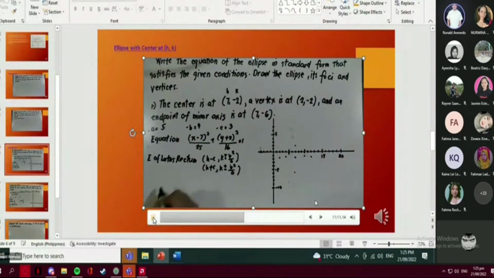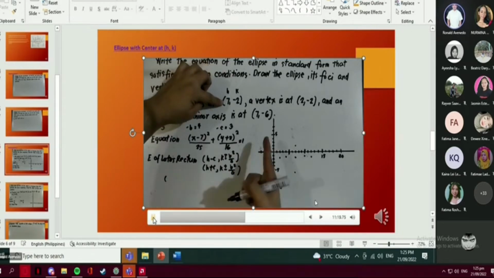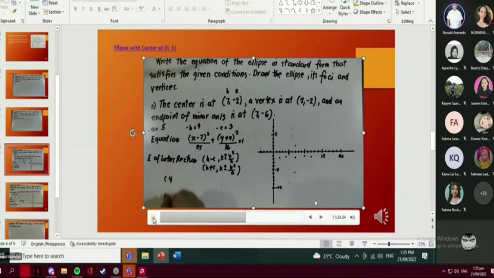For the first pair, h minus c: h is 7 minus c, and our c is 3, so 4. Then k plus or minus b squared over a. Let us solve the value of k plus b squared over a. K is negative 2, so negative 2 plus b squared is 16, and a is 5. If we simplify this, 5 times negative 2 is negative 10 plus 16 over 5. So this is 6 over 5, or 1 and 1/5.